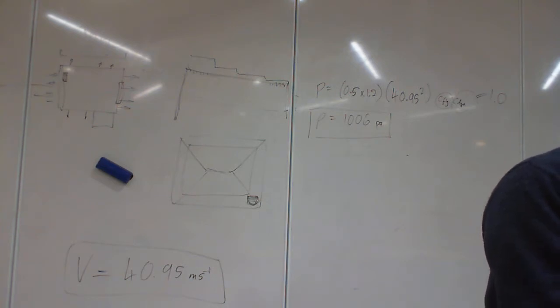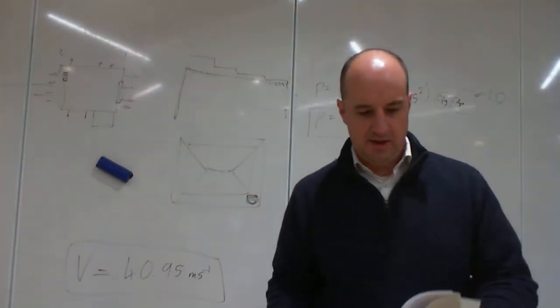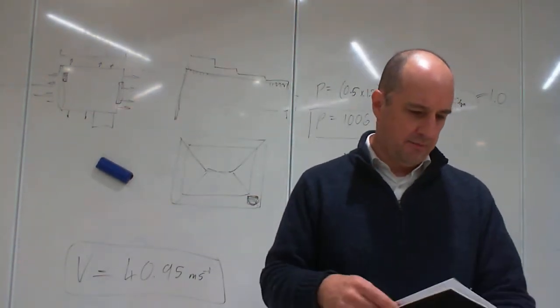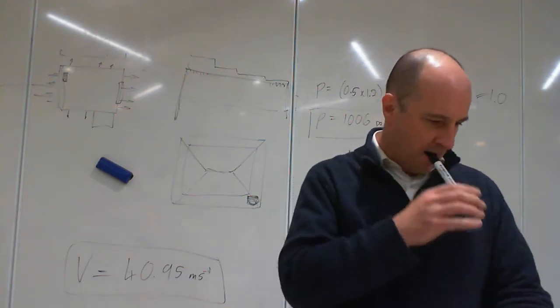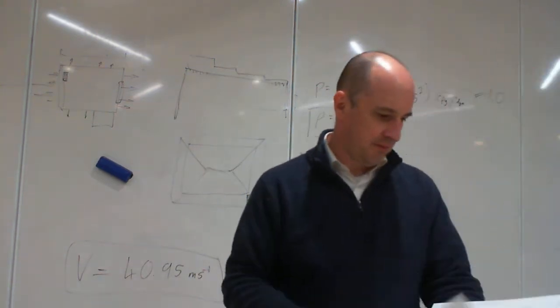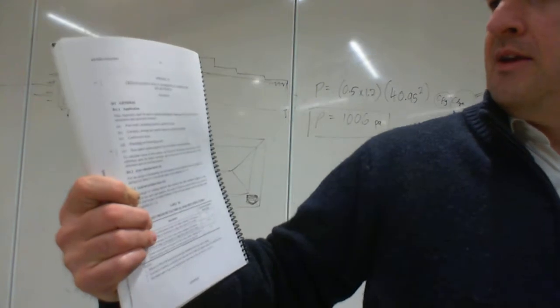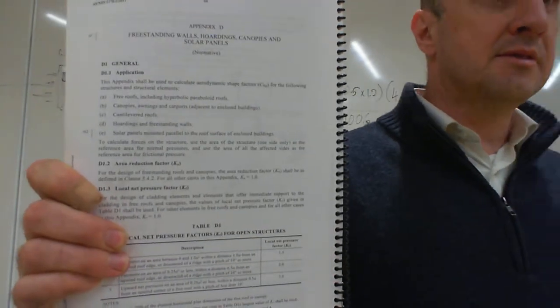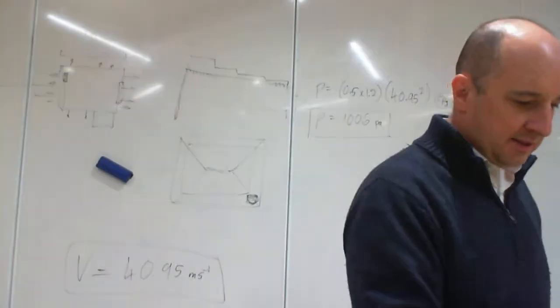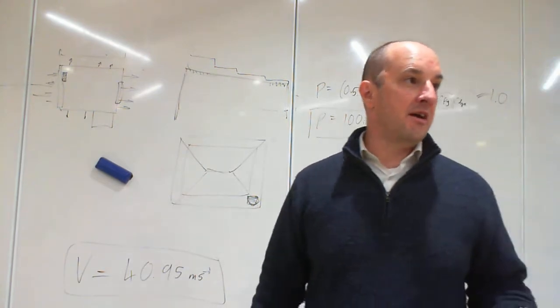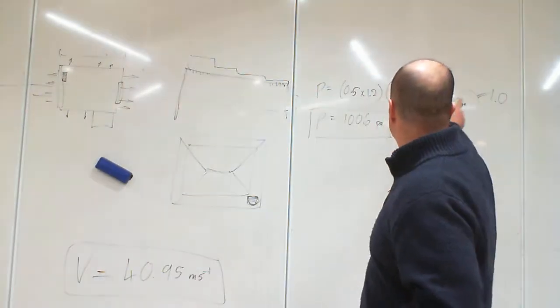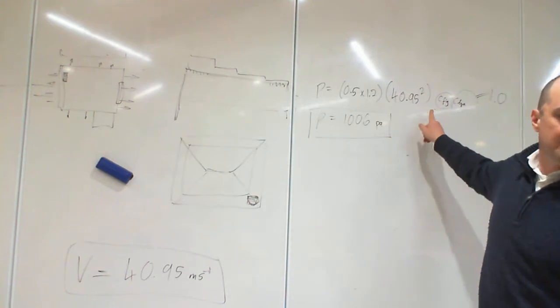Let's go through then. Chapter 6 is all about dynamic forces, so we'll skip over that. And to do the wall, we then look at one of the appendices. Just got to find which one it is. Here we go, Appendix D. Appendix D, freestanding walls, hoardings, canopies, solar panels. Okay? And so we need to figure out the C fig value, that one, for your wall. Okay?